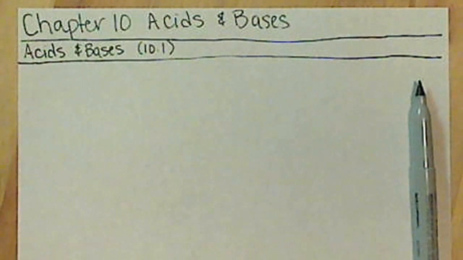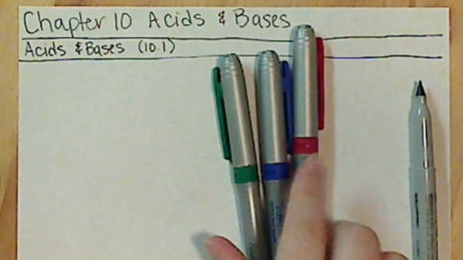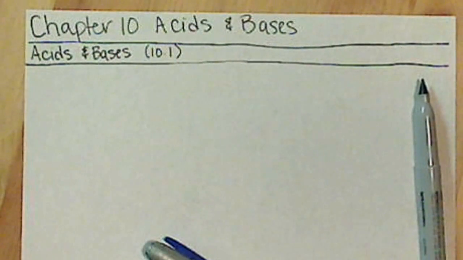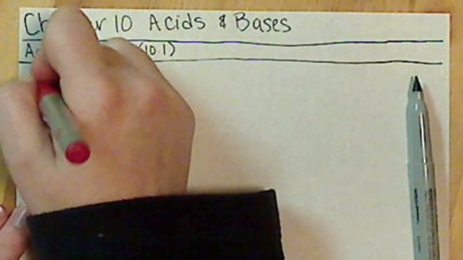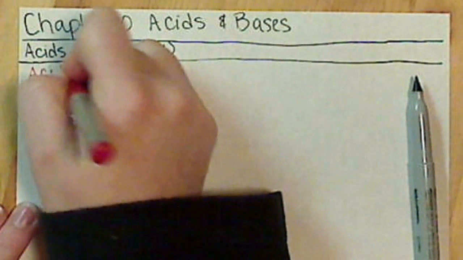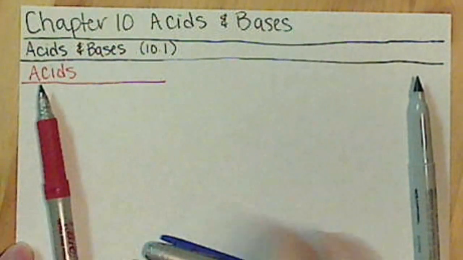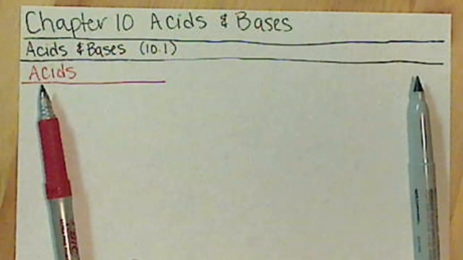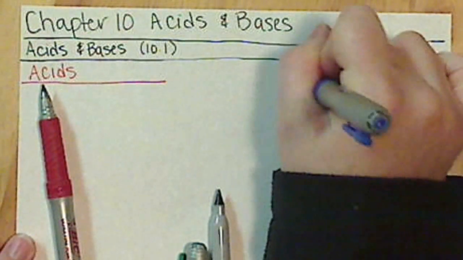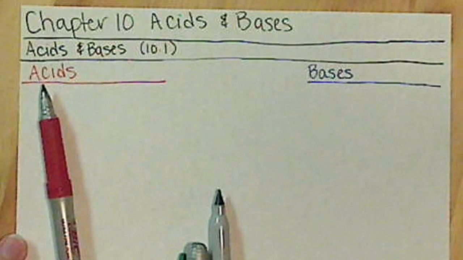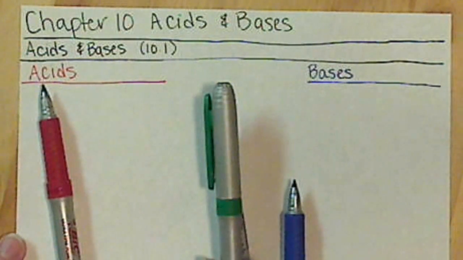For this chapter, I am going to use a specific set of pens. So red pen is going to represent my acids. And for the most part, throughout all of these lecture notes, anything that I write in red will deal with acids. Things that I write in blue are going to correspond to our bases. And then I'm going to reserve my green color pen for neutral compounds.